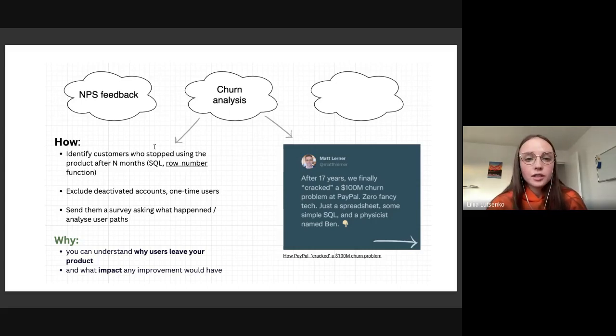You can do it if you store data in your database using SQL, with a simple row number function. Identify customers who haven't used your product for more than 3 months after using it for a certain time. In the PayPal analysis, it's explained pretty well, but the idea is to exclude deactivated accounts or one-time users and see, for those customers who used your product for a certain time, how many of them went away forever, and then either analyze user journeys, what happened to these customers, or send them a survey.